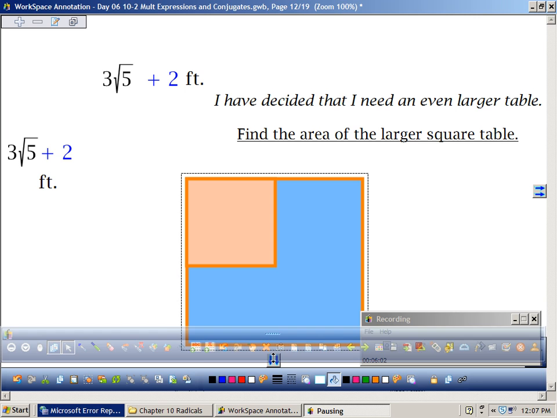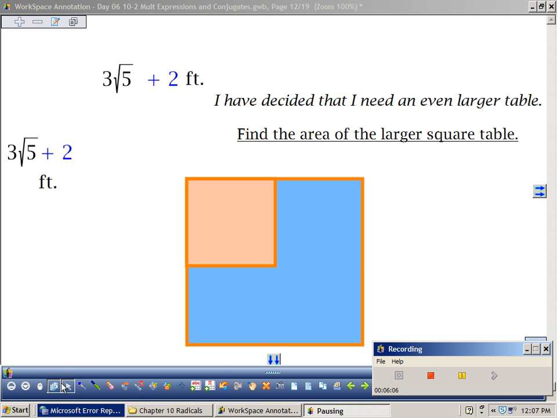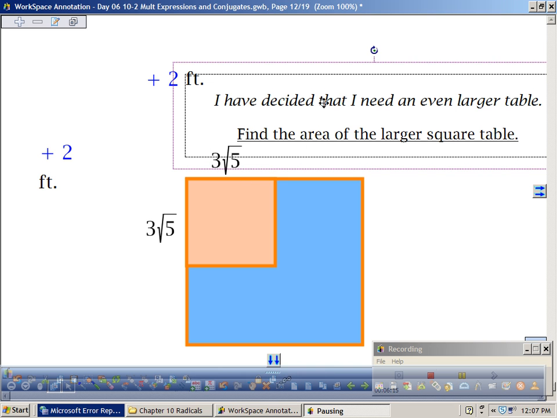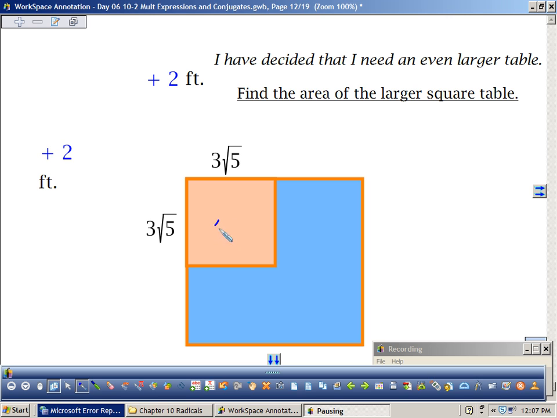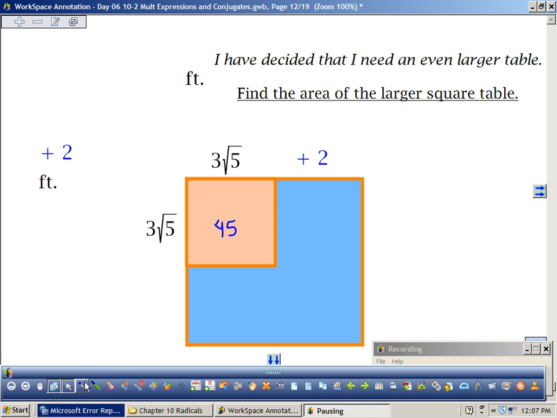Why do you think it's so big? Somebody tell me. That too. Isn't this 3 root 5 times 3 root 5? And we already know that that's 45. That's from the very first problem we did, right? We also did this problem. Does anybody remember what 3 root 5 times 2 is?